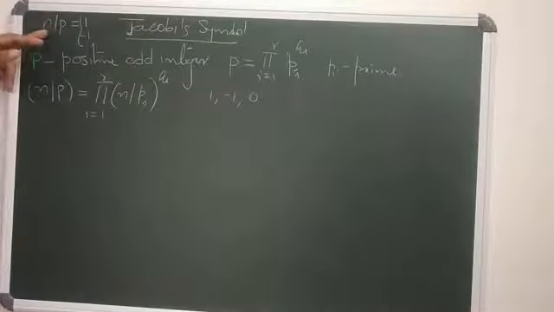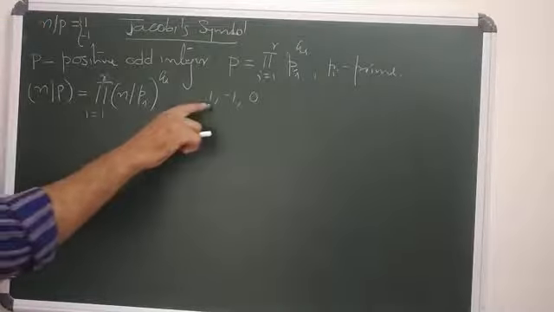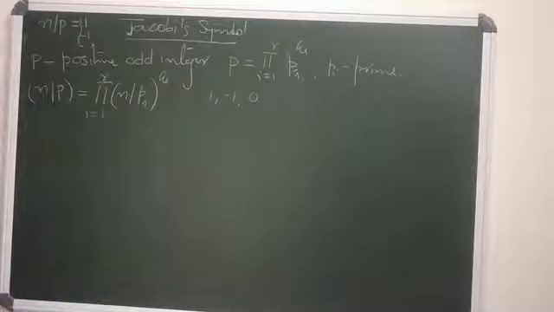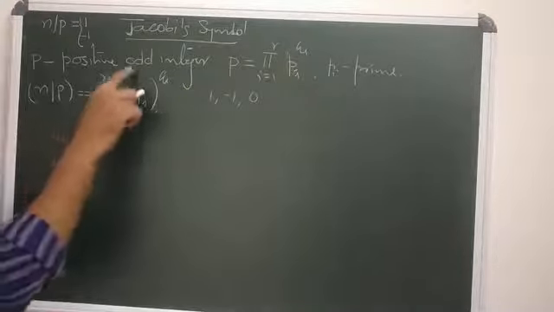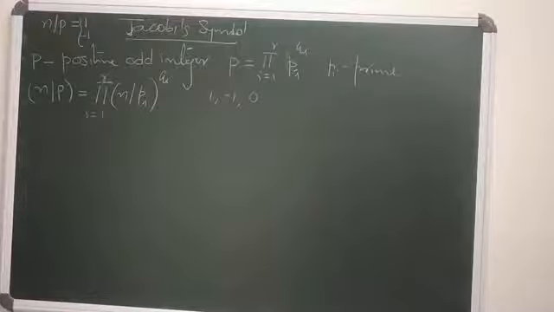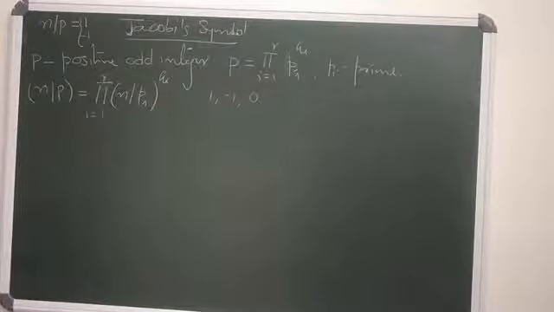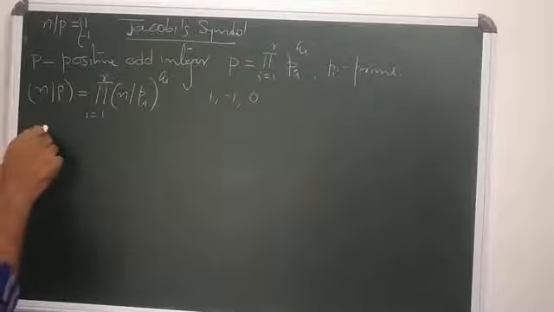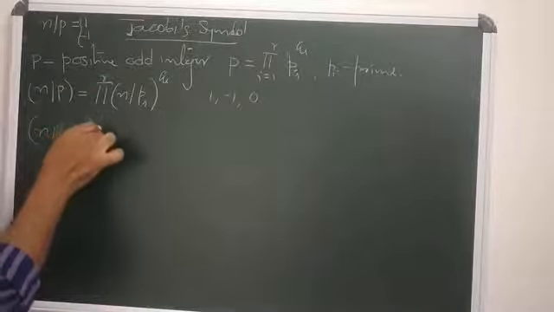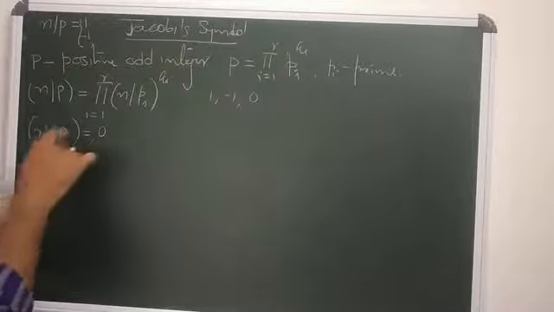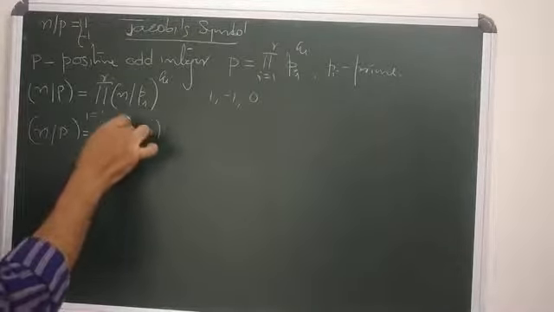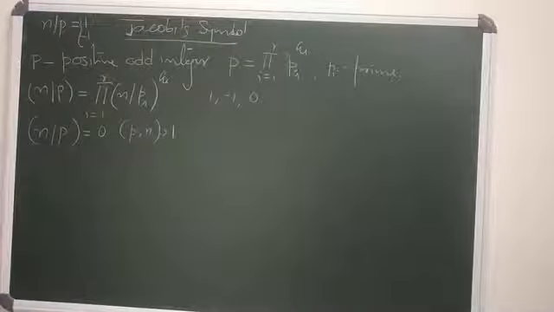Here (n/p_i) equals 0 when p_i divides n, that is, n is congruent to 0 mod p_i. So the possible values of the Legendre symbol are 1, minus 1, 0. Therefore, the possible values of the Jacobi symbol are also 1, minus 1, 0, depending on the exponents a_i. The Jacobi symbol (n/p) equals 0 when the GCD of p and n is greater than 1, meaning p and n share a common factor, like the Legendre symbol.